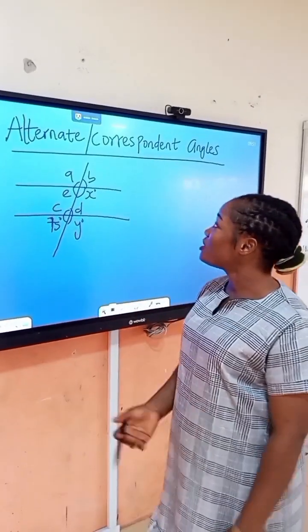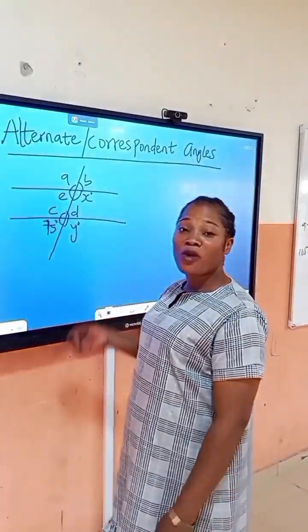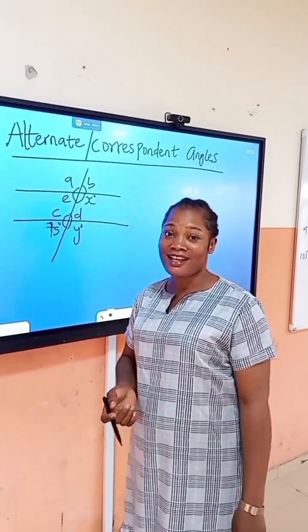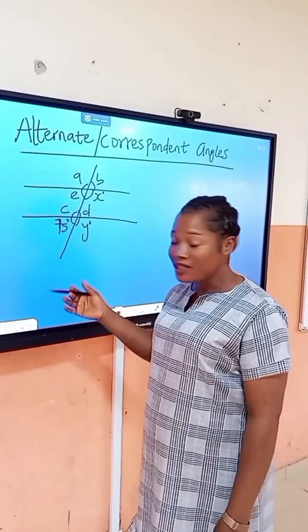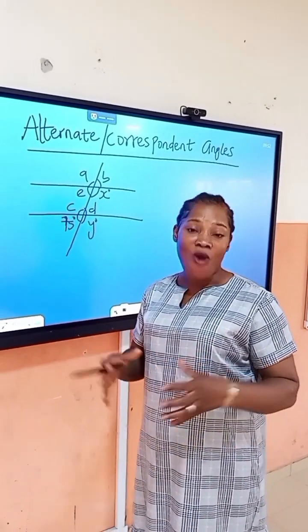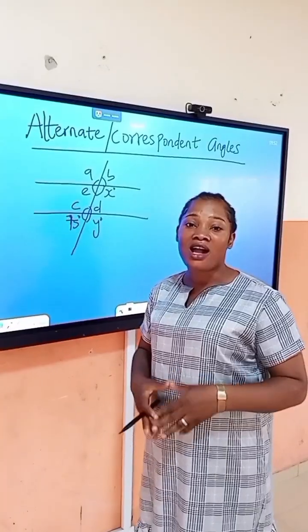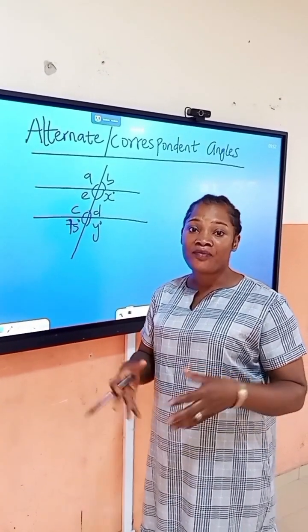Today we are looking into alternate and correspondent angles. From the problem we solved in the last class, we had to solve the correspondent angle of y. Now I want to link it with the alternate angle. How can we find both correspondent angle and alternate angle?